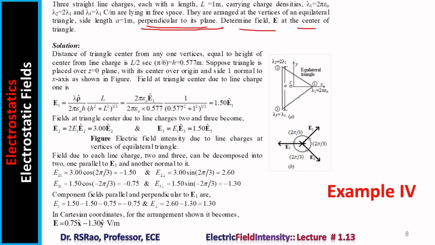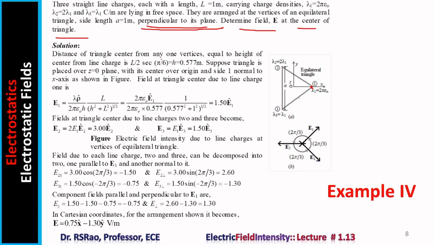Determine field E at the center of the triangle. So here is one charge. This is an equilateral triangle. Here is one charge normal to the plane in which the triangle lies, another charge at 2, third charge at 3. We have to determine the field intensity at the center.